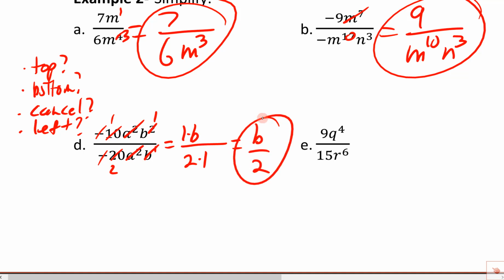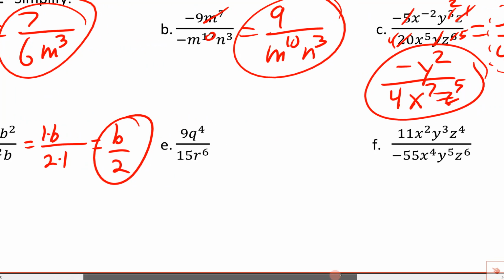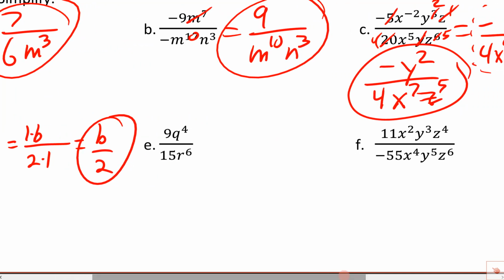So here's the awesome part about this. After this completely ugly mess, I mean, look at that. After looking at this and simplifying it, we just get b over 2. Much, much simpler than what we had there. Okay, let's move on and take a look at this one. We're going to simplify the 9 and the 15. We're going to reduce those coefficients. That's going to be a 3 and that's going to be a 5. So we've got a 3 on the top and a 5 on the bottom.